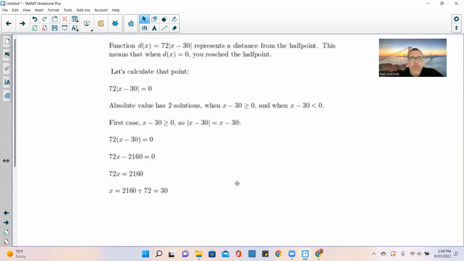Okay. That was actually pretty simple if you look at it, because if 30 minus 30 is 0, 0 times 72 is going to be 0. So what's in the absolute value brackets has to equal 0 to get 72 times 0 to equal 0. And so we got 30.